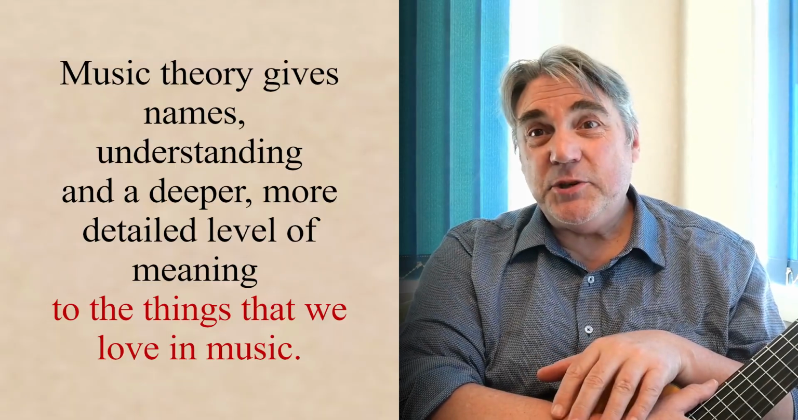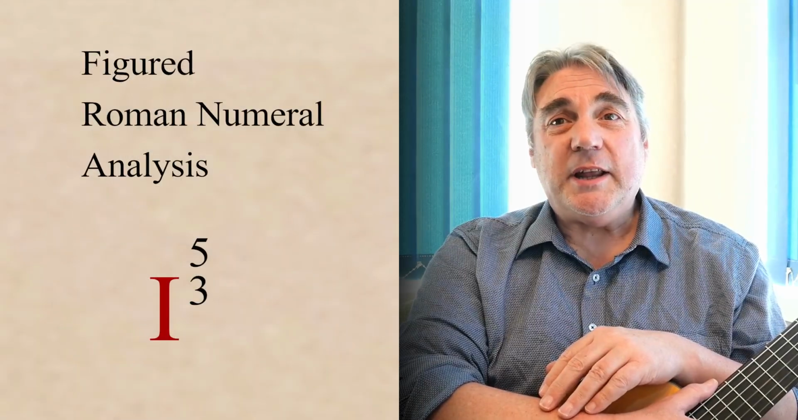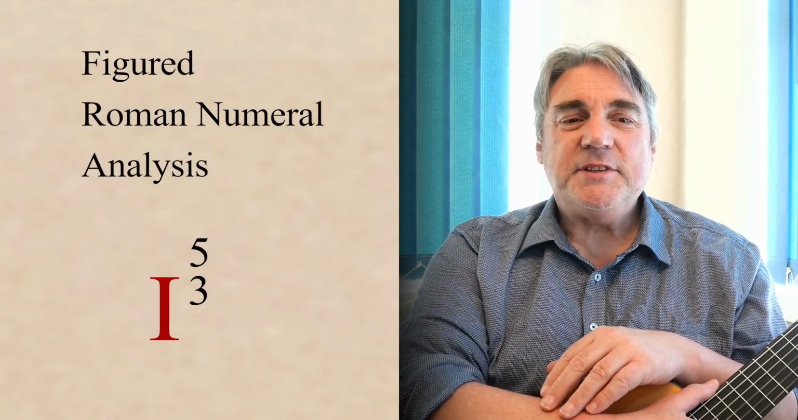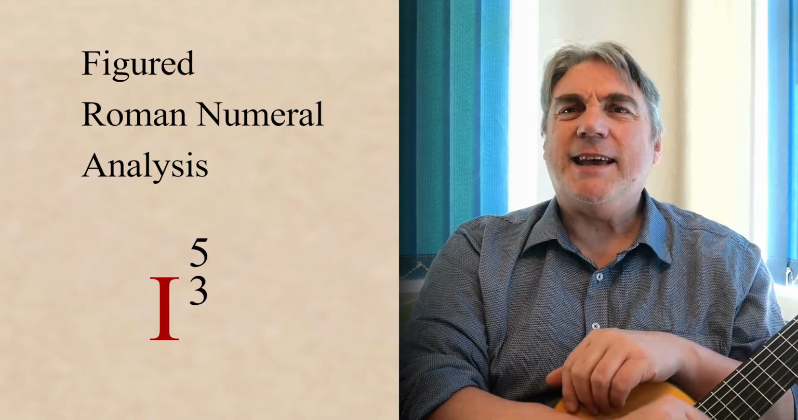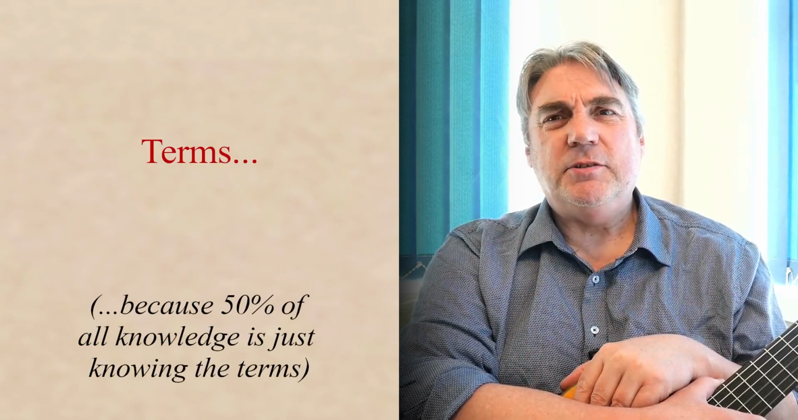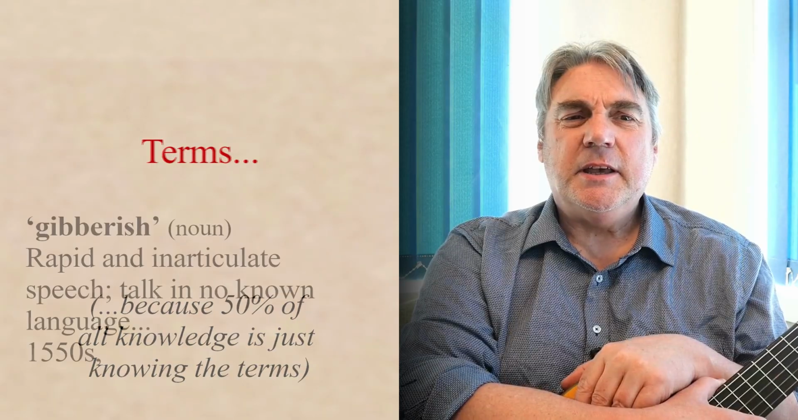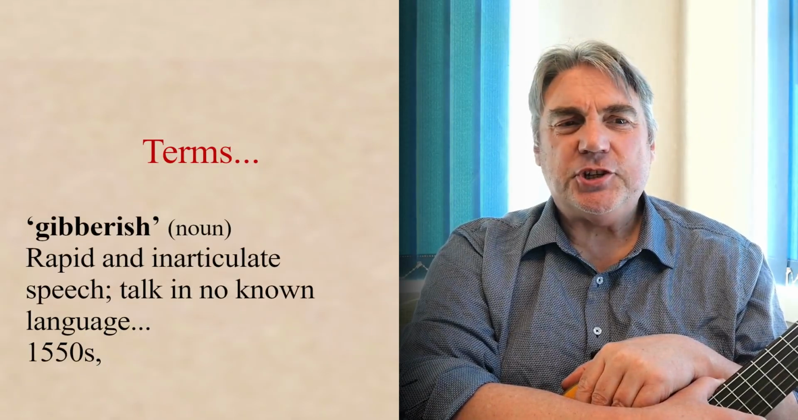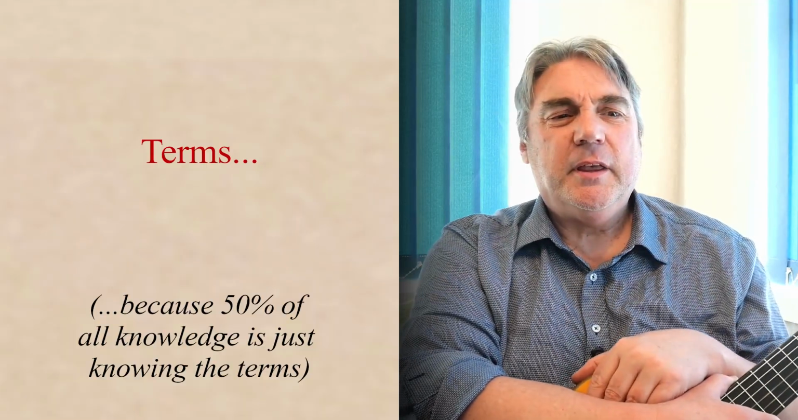Harmony is the largest component of the colour and texture of music. At least it is for music that is harmonious. Figured Roman numeral analysis is a way of seeing the harmony visually, or at least a way of seeing its outline. There's a lot of terms in harmony, and you sort of have to know them. If you don't know what the terms mean, it all sounds like gibberish. So here's a quick summary from the ground up.